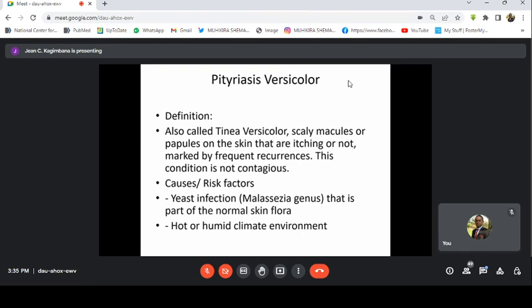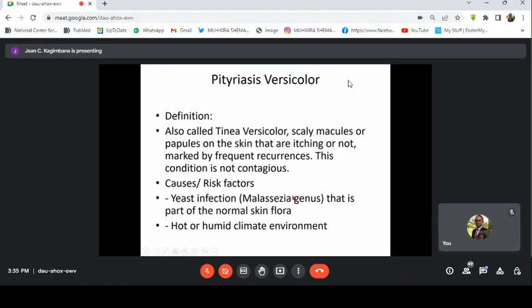Now, the second one, Candidiasis versicolor. It's common. Okay, in hot climates as well. Okay? And it's caused by, again, the Malassezia genus.